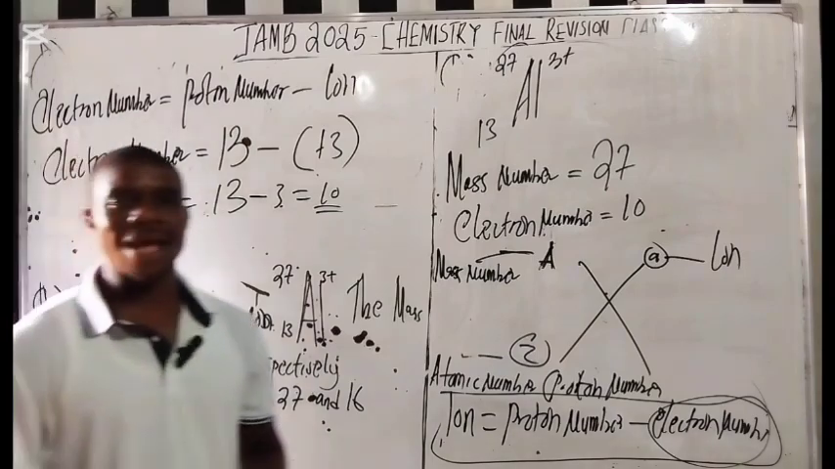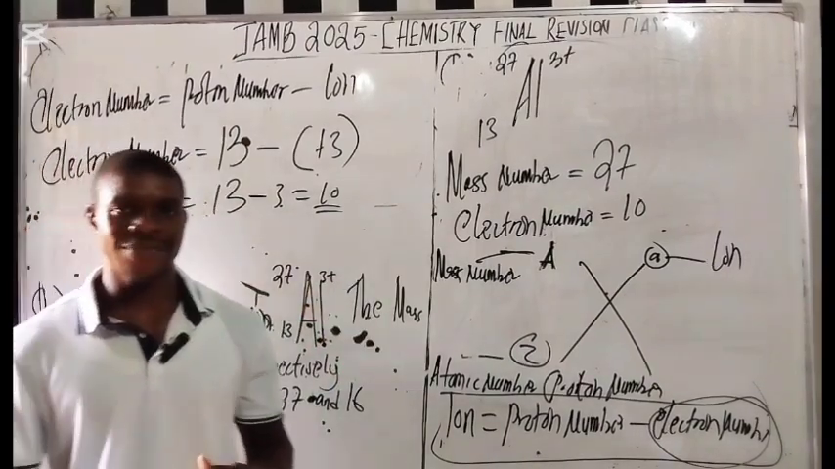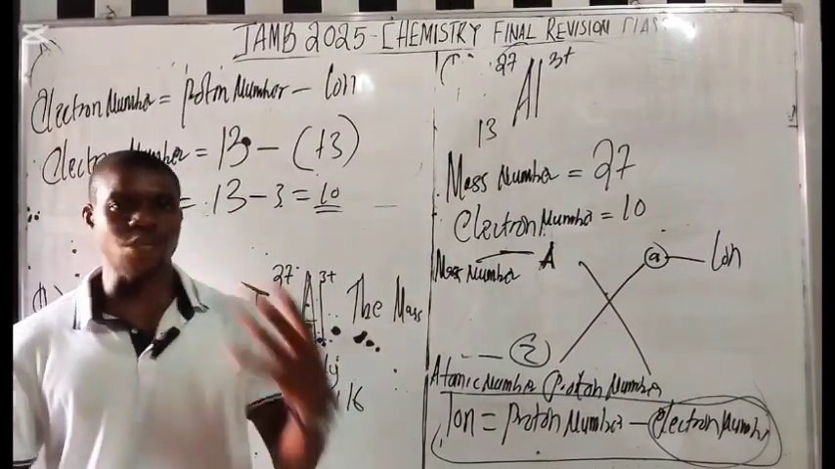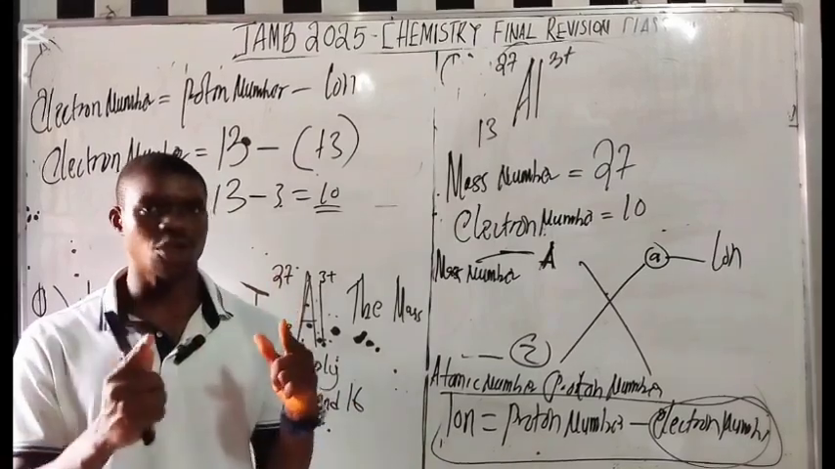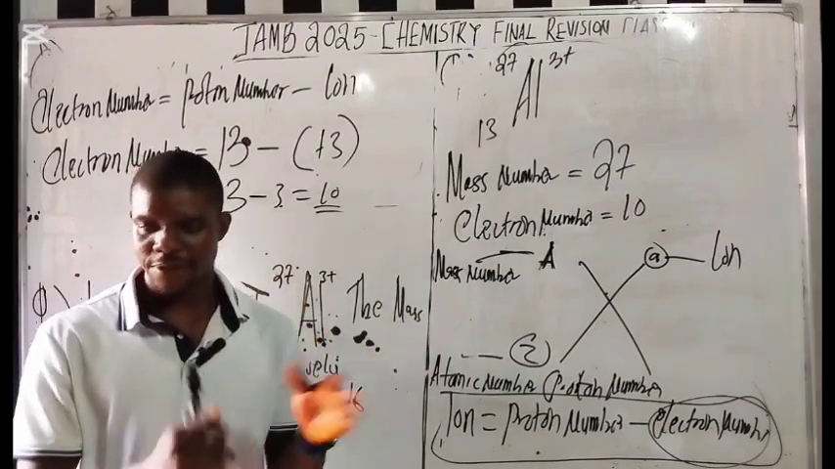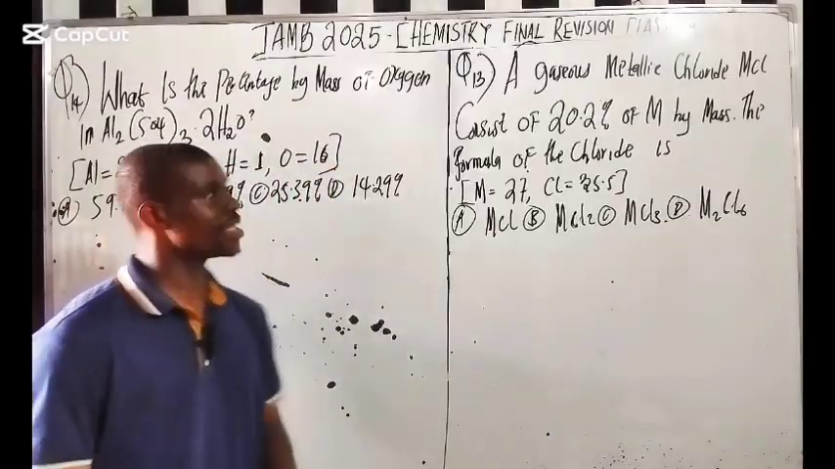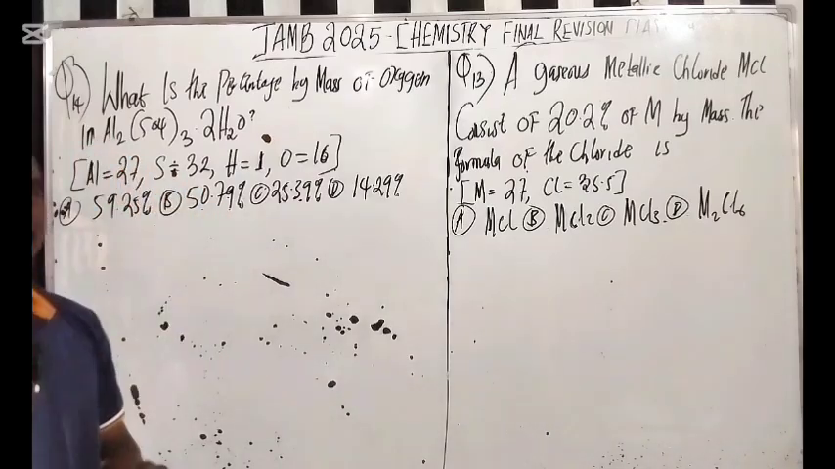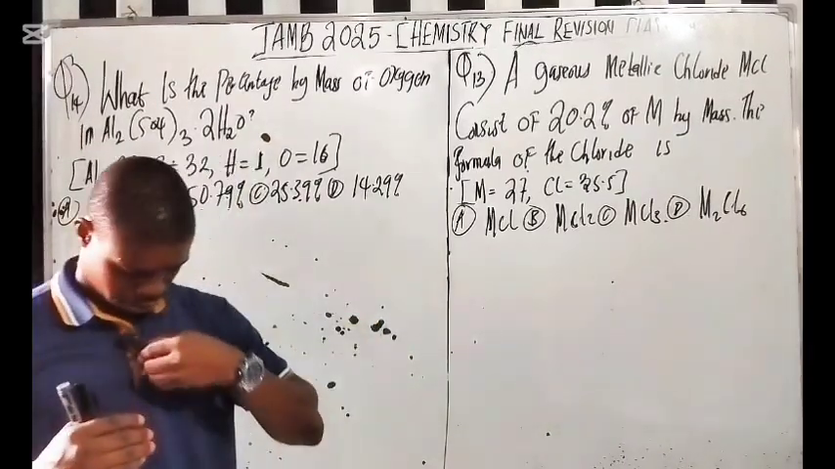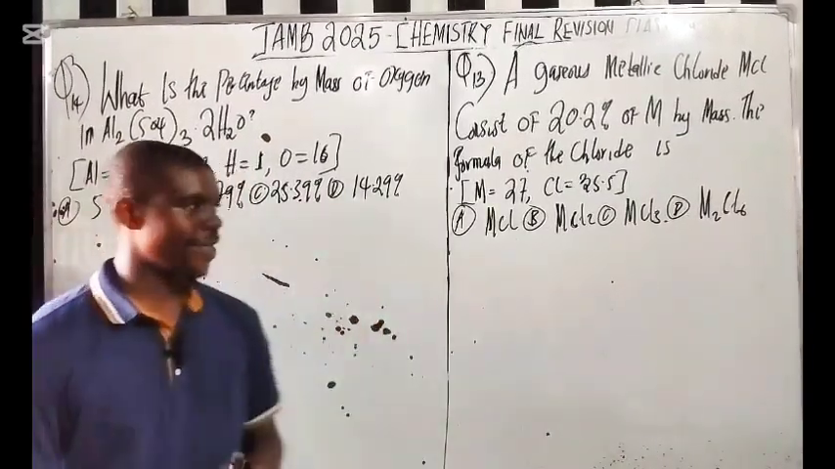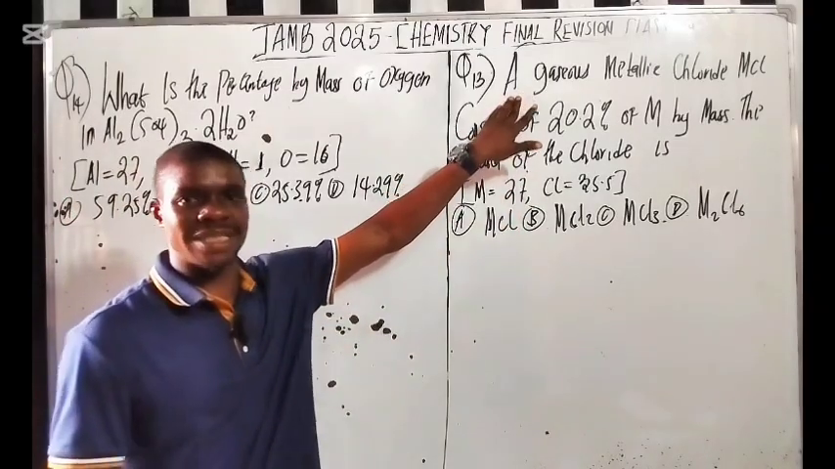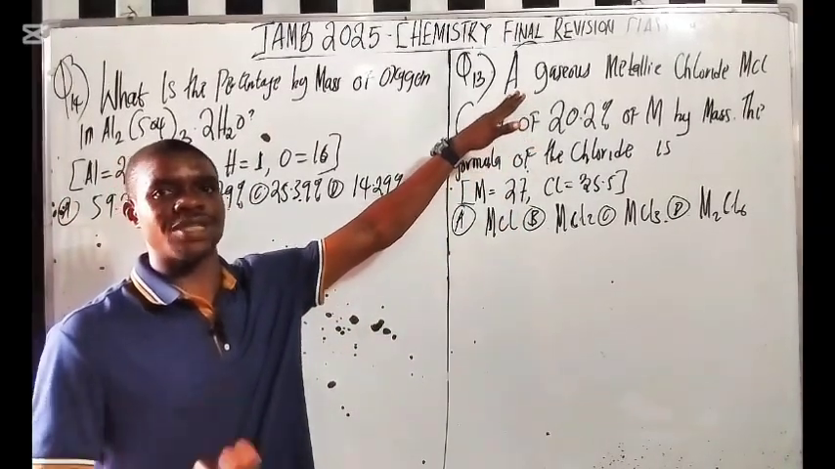So we have done the first part of this video. Let's go to the calculation aspect. Please make sure you follow the calculation aspects. Now let's look at question 13 and question 14. We have entered the calculation aspects of chemistry. This type of question you are going to see in the calculation aspect.